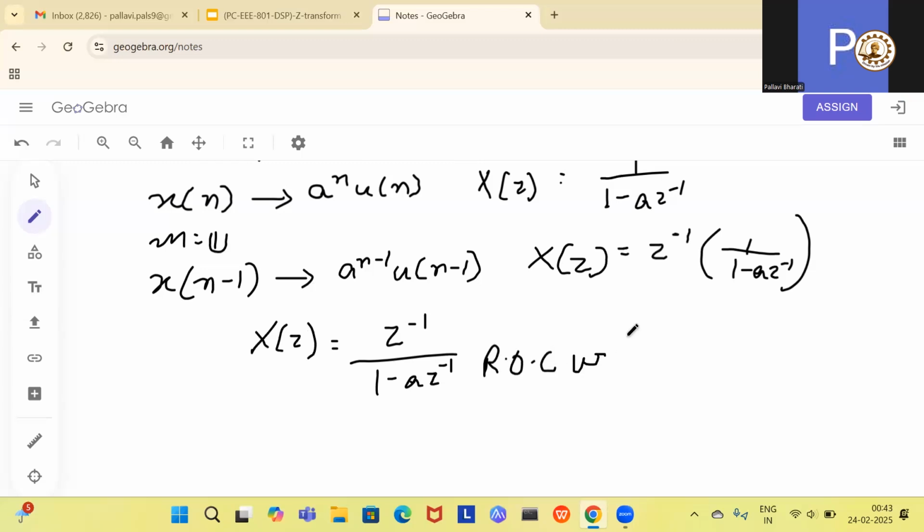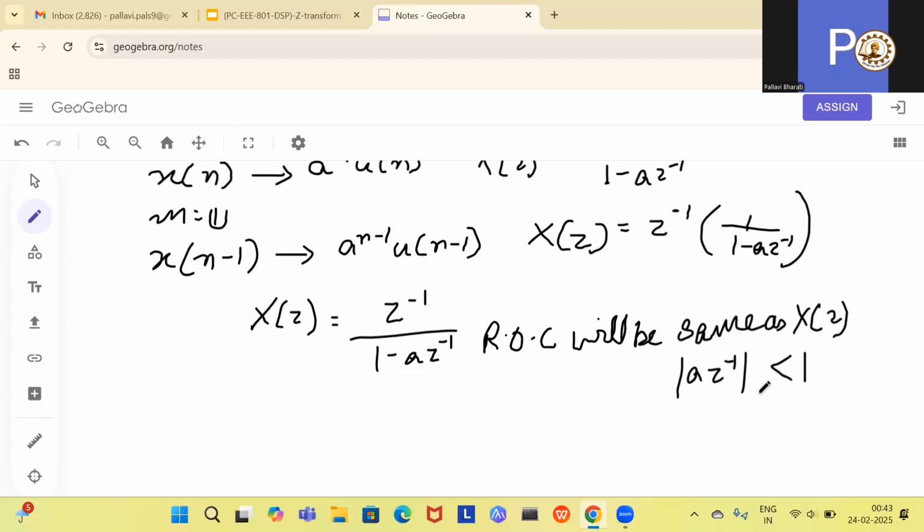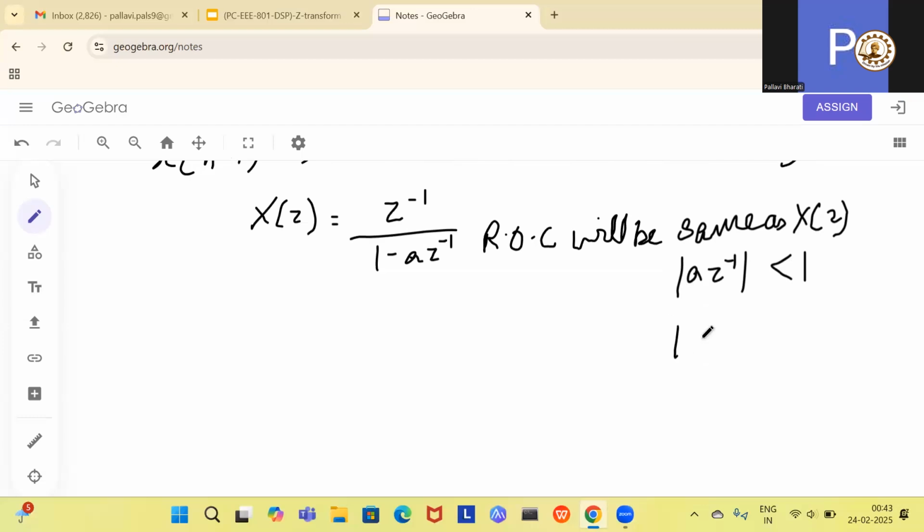ROC will be same as that of X(z). And what is the ROC of X(z)? a z inverse is less than 1. So mod a by z is less than 1. That means mod a is less than mod z. So mod z is greater than mod a. That is your ROC. ROC will remain the same. This is the time shifting property.